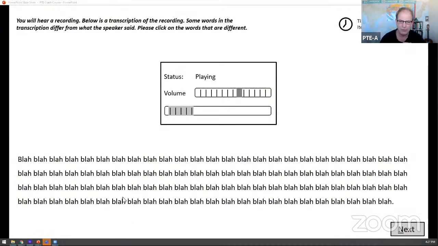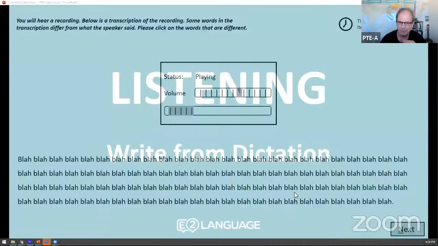Highlight incorrect words. This one's negatively marked as well. You'll hear a recording. Here's the transcript. Move the mouse along. When the word you see is different from the word you hear, click on it. Moving along, click on it. But only click words when you're certain they are the incorrect word, because if you click on a word that isn't incorrect, you will lose a mark, and you can unclick your choice as well.